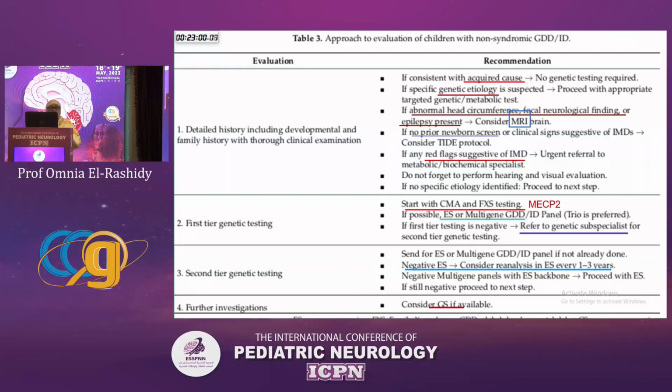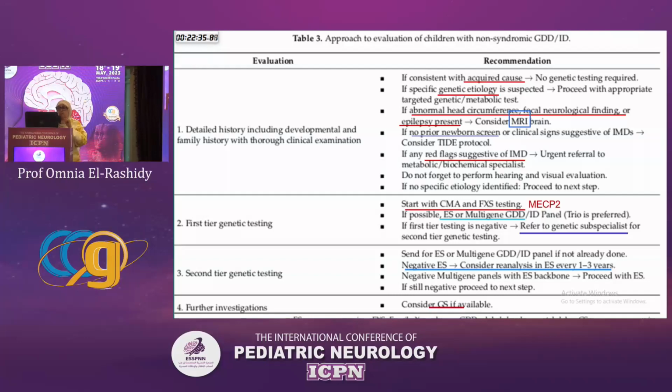So if we have a male child with moderate or severe global developmental delay, please go to Fragile X. Testing is available in Egypt, in our national center, and in El-Qasr Al-Aini, Abu Rish. It's present in both. Any male with moderate to severe global developmental delay must do Fragile X.